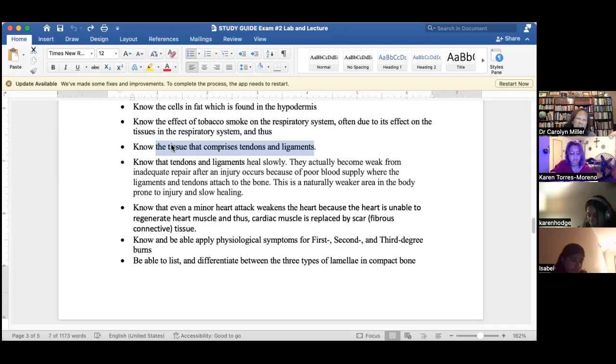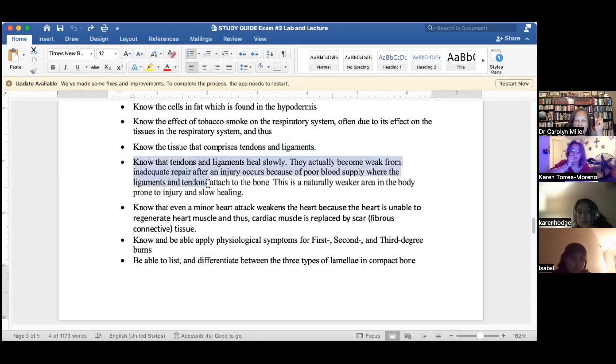So I'm not sure, know the tissue that comprises tendons and ligaments? So it would be dense, regular, and irregular? Thank you for the clarification. No, it would be dense, regular. Thanks for asking that. It's dense, regular. I couldn't figure out what that may be getting to, oh no, that's the next question.